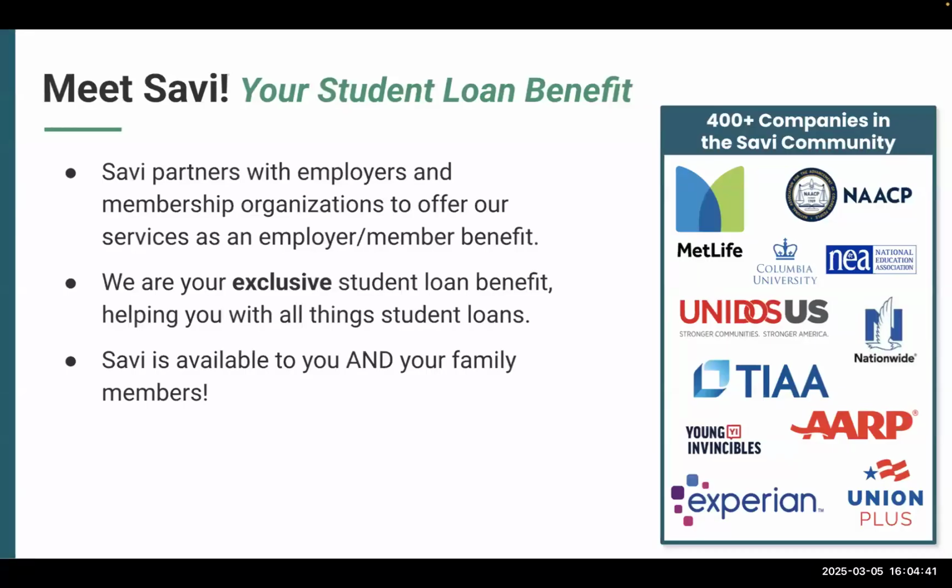Now, Savi is your student loan benefit. We are part of your benefits with your organization, and we work by partnering with employers to offer our services. We are your exclusive student loan benefit, and we can help you with any and all things student loans. We like to say that no concern is too big or too small, and we will always do anything we can to help you. The great news is that we're also available for your family members. So even if you don't have student loans and someone else in your family does, they're also able to access Savi and get help with their situation. It's our goal that by Savi working closely together with you, we can help you find the best outcome for your loans.